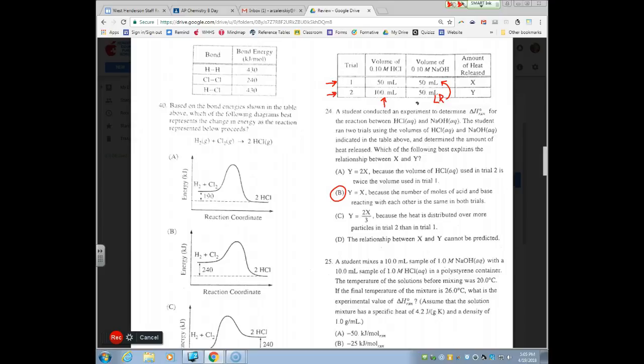Here, 50 milliliters of NaOH is going to react, and in the second one, it's going to be 50 milliliters because when I run out of NaOH, the reaction is going to stop and no more heat will be produced.